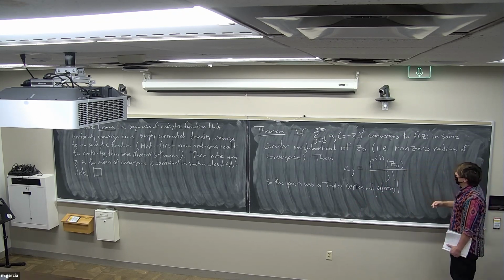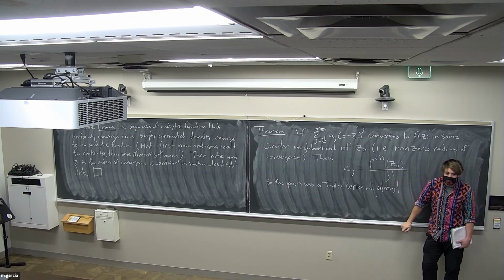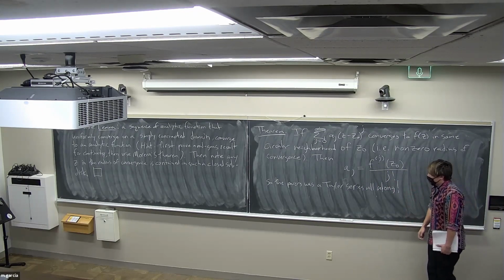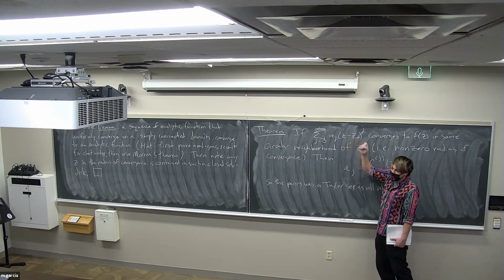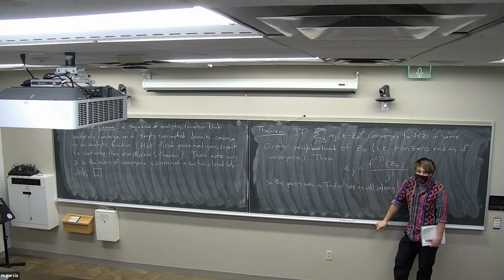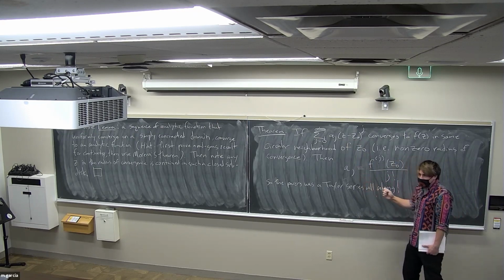Okay. Why am I guaranteed that these derivatives exist? Because analytic functions have continuous derivatives of all orders. Right, and we know that the function that a power series converges to must be analytic. Okay, we're just saying something specific about the coefficients now. Okay, good.